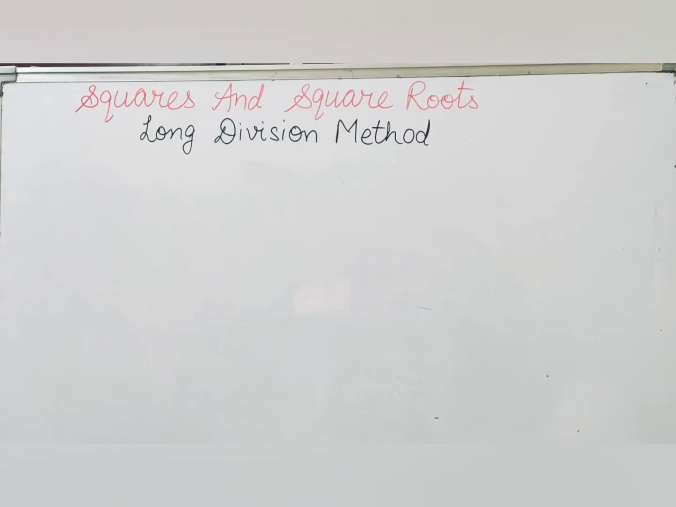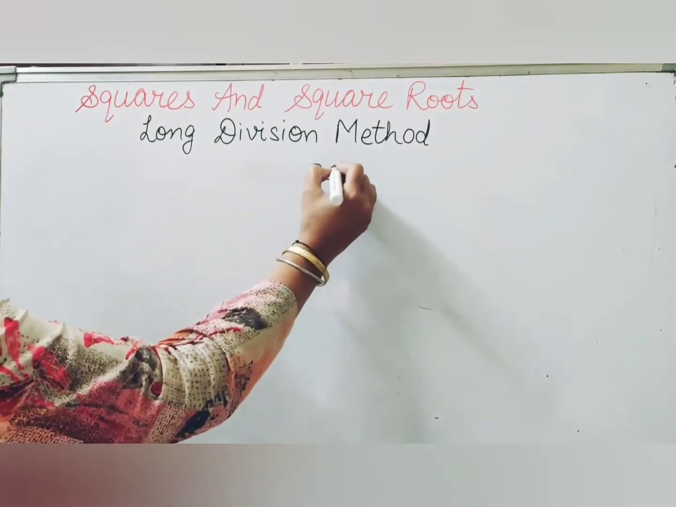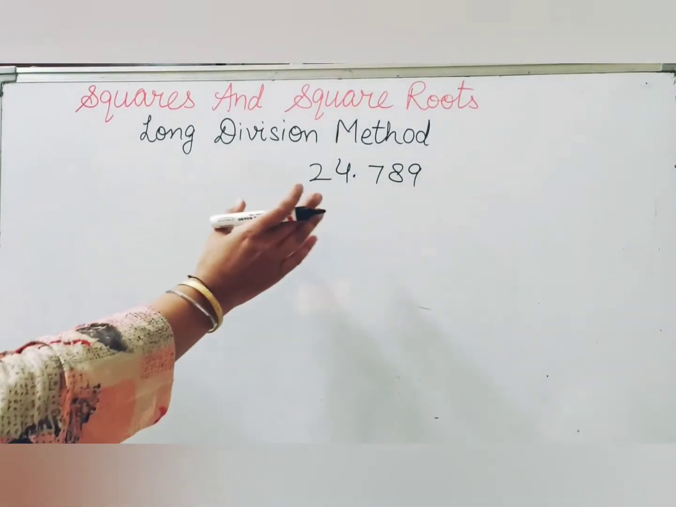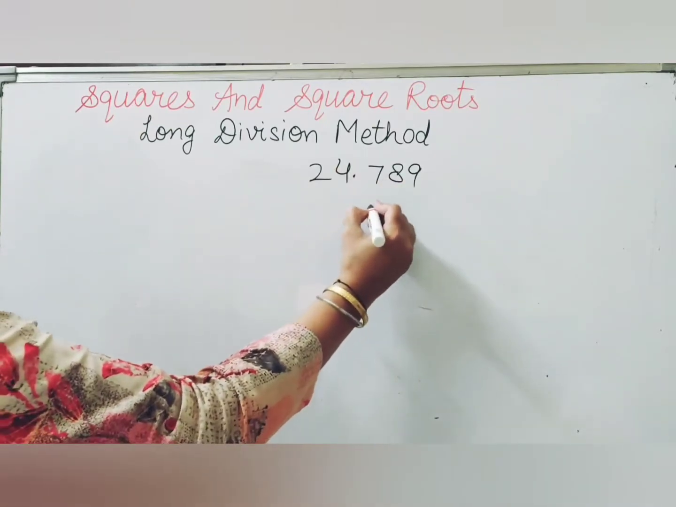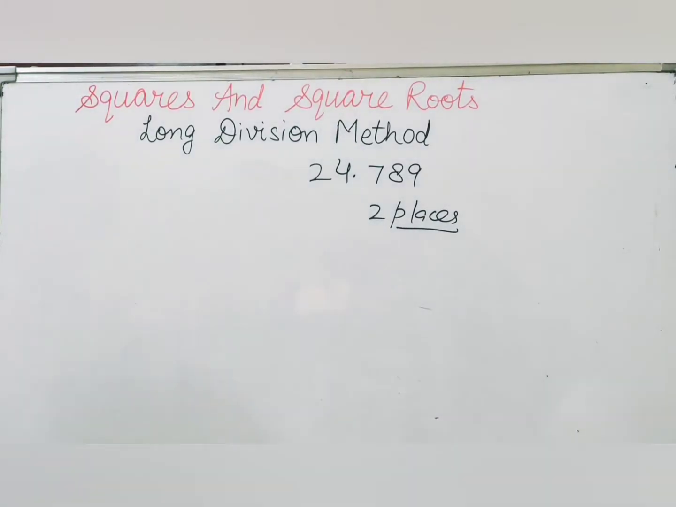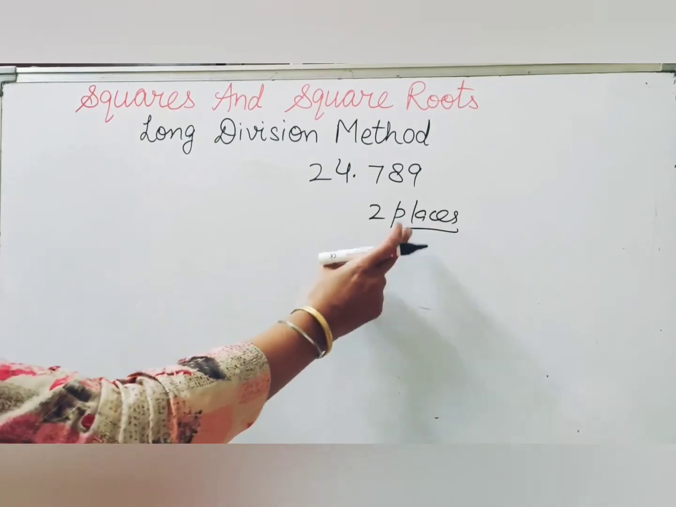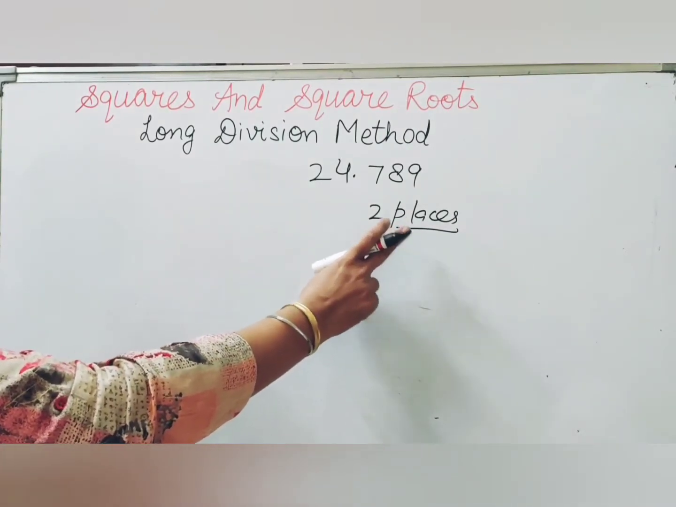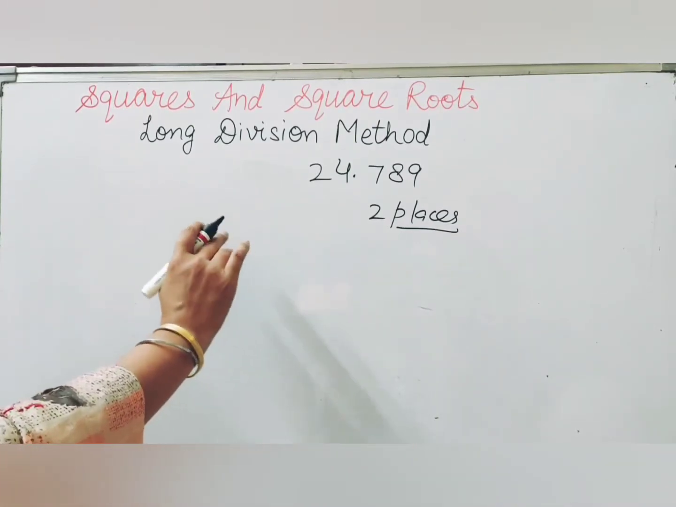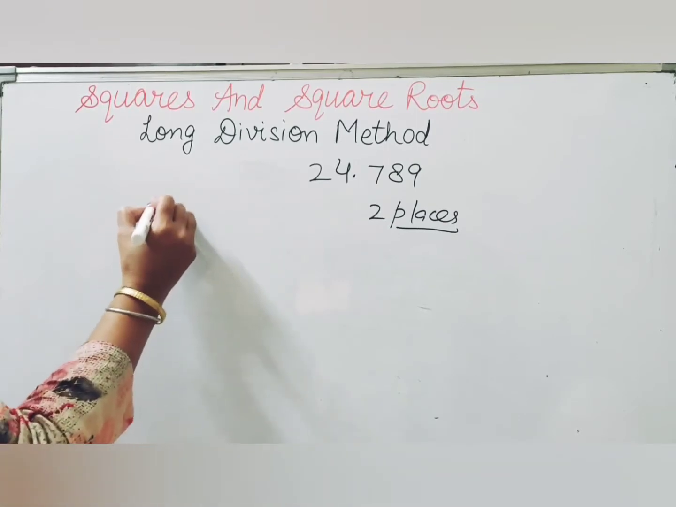Now next is how to find the square root of a number which is not a perfect square. For example, I am taking the number 24789, and the question is to find the square root of this number up to 2 places of decimal. Since the square root is required to be correct to 2 places of decimal, we shall find it up to 3 places of decimal and then round it off to 2 places of decimal. Let me start.